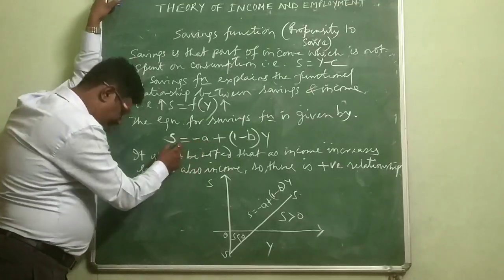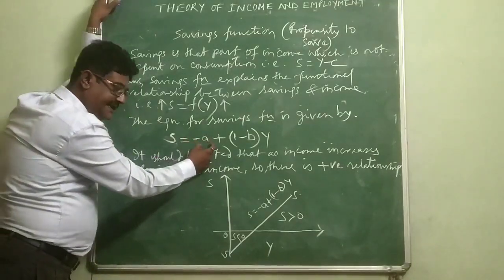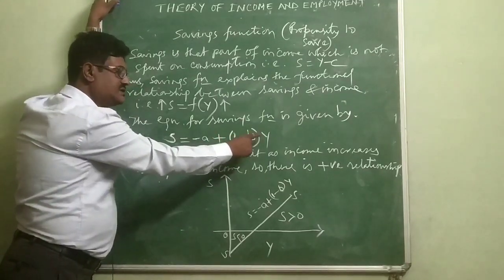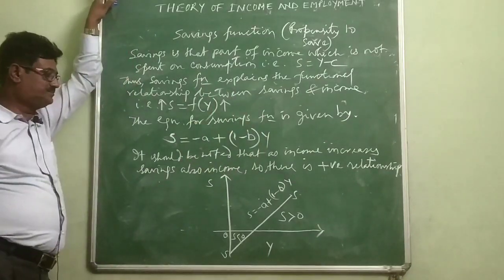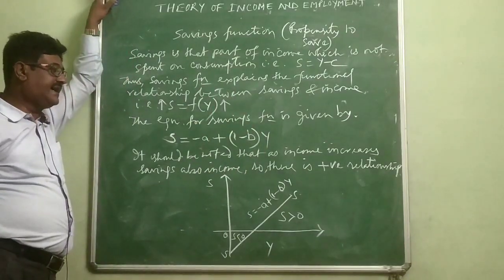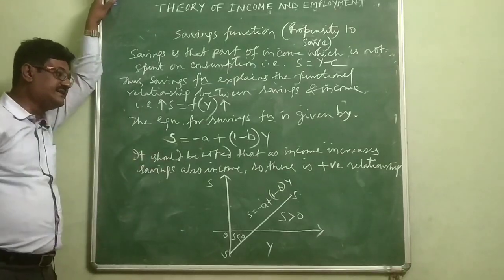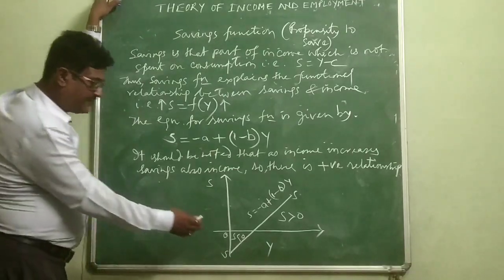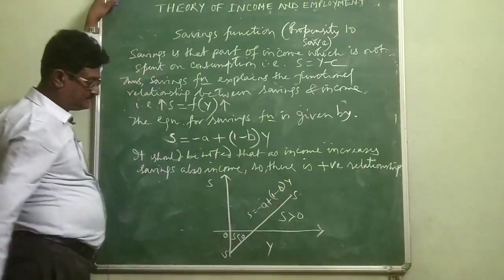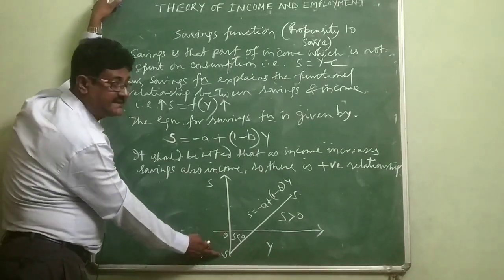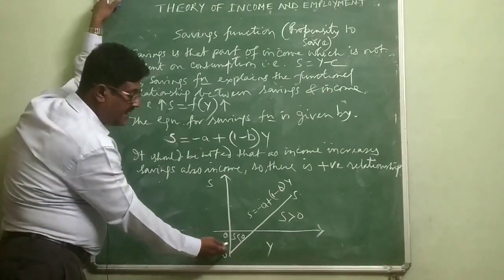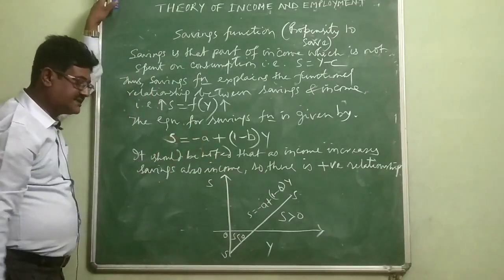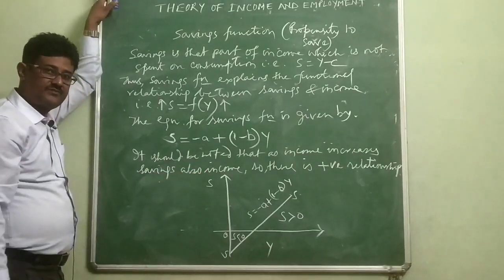So, here S represents savings, A represents autonomous consumption, B represents marginal propensity to consume, and Y represents income. It should be noted that as income increases, savings also increases, so there is a positive relationship between the two. The shape of the savings curve is of this nature. When income is zero, savings is negative. And as income is increasing, savings becomes positive, that is greater than zero.